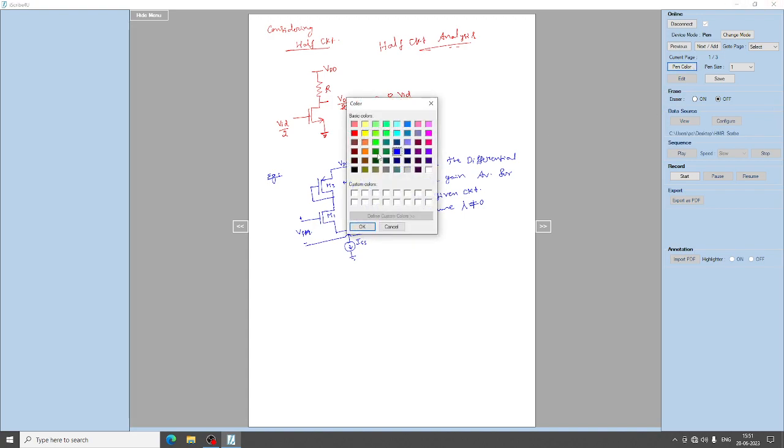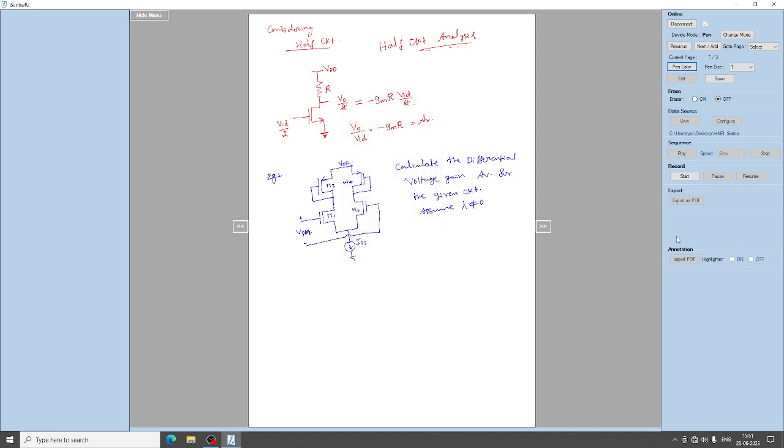So what is the question? We have to find out the differential gain of the circuit. Considering the half circuit analysis like we did earlier, and considering the input is anti-symmetric, what happens? At the line of symmetry, the potential is 0. Understood? At the line of symmetry, the potential is 0.